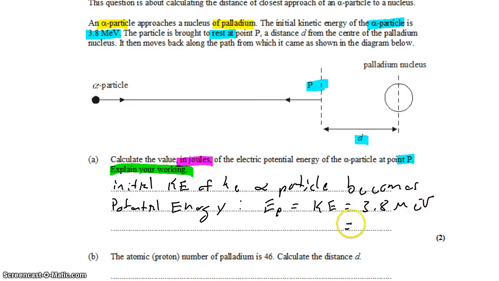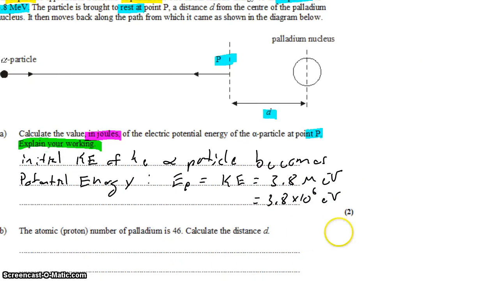3.8 MeV is 3.8 times 10 to the 6th eV. And to turn that into joules, we just need to use the conversion 1.6 times 10 to the negative 19th joules per eV. Now if I multiply these two, then eV will cancel, and I'm left with joules. Plugging that into the calculator, I get 6.1 times 10 to the negative 13 joules.